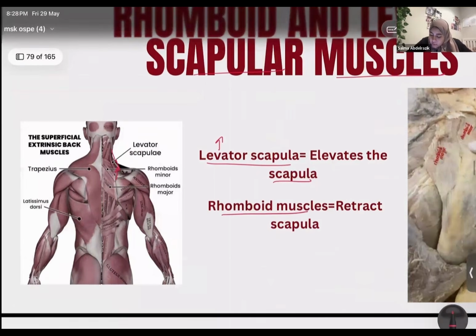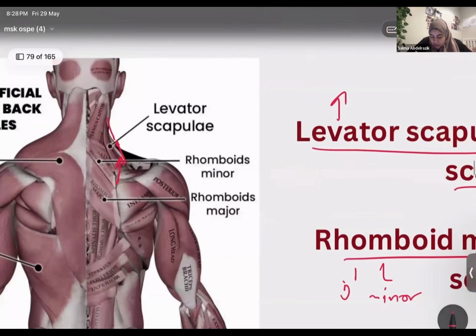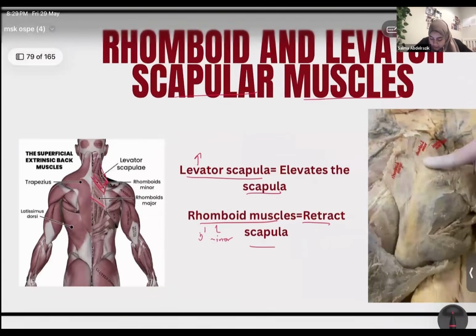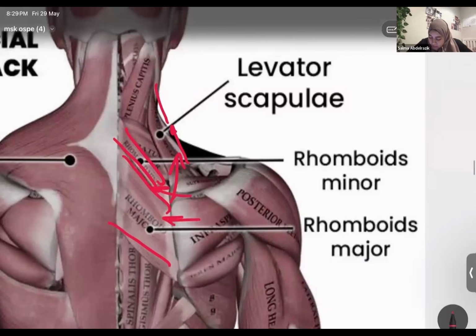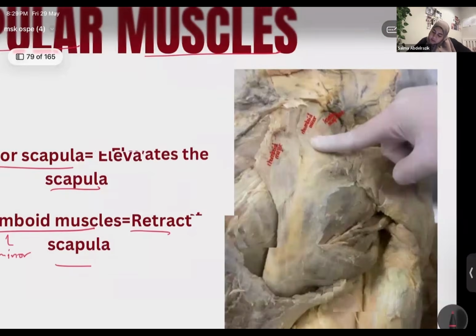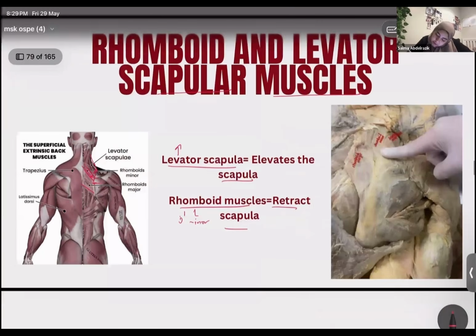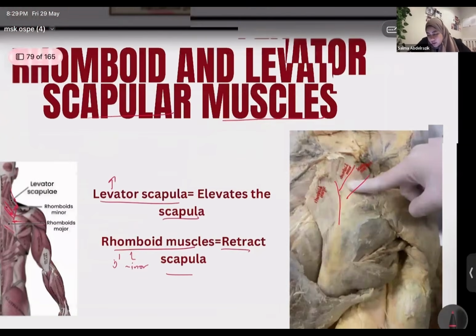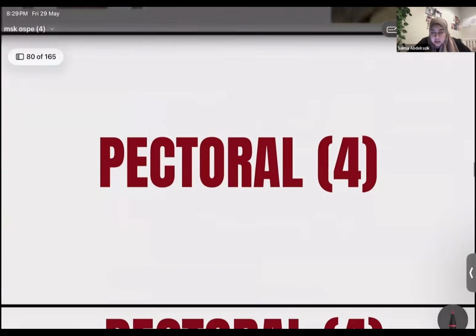Cool? Cool. Rhomboid muscles. We have major and we have minor. Here's the major. Here's the minor. Minor's on top of major. And they probably do the same thing, which is retract the scapula. As you could tell, it pulls it towards the medial more. Cool? And here it is on the wet lab. We have the rhomboid major. It's clearly bigger. Minor is smaller. And then levator scapula is on top. So that means the head is oriented like here. Cool? Cool.